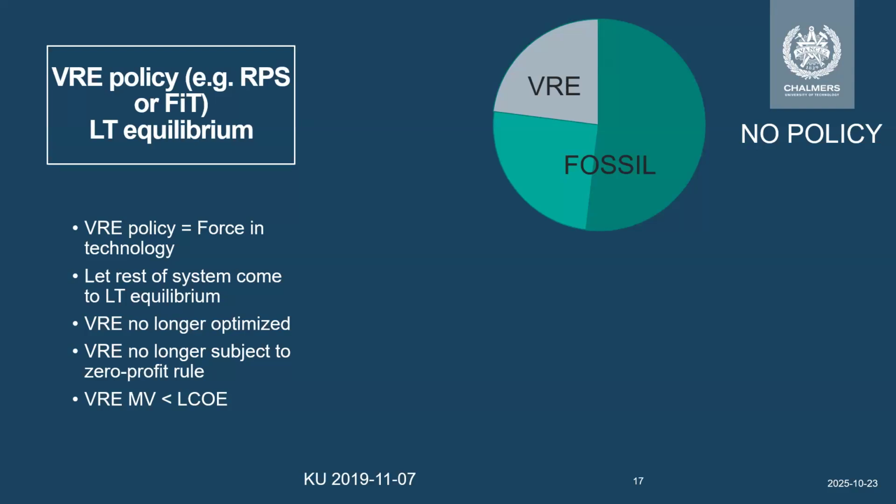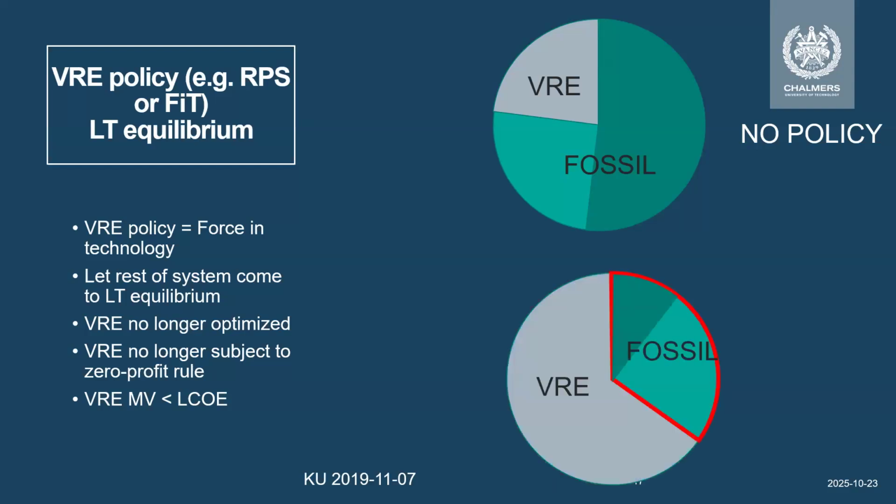And in reality, of course, the thermal capacities are still there for a long time. But assuming now that we go to the long-term equilibrium, what happens then? Then we have forced in a lot of wind and solar. The fossils have adjusted to the conditions, so now there's less fossil capacity. So within these conditions, the fossil technologies are still the optimal amount. However, the wind and solar is not.